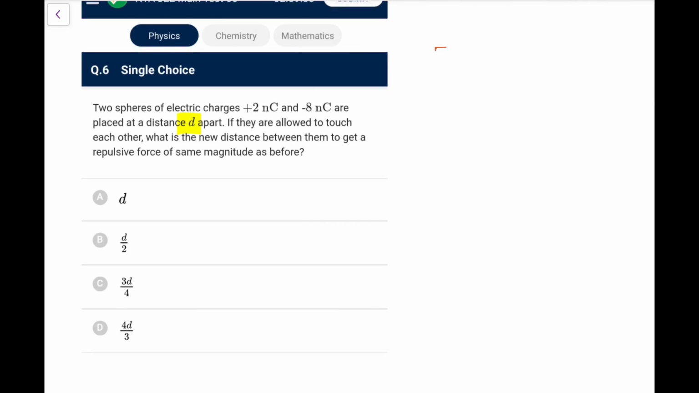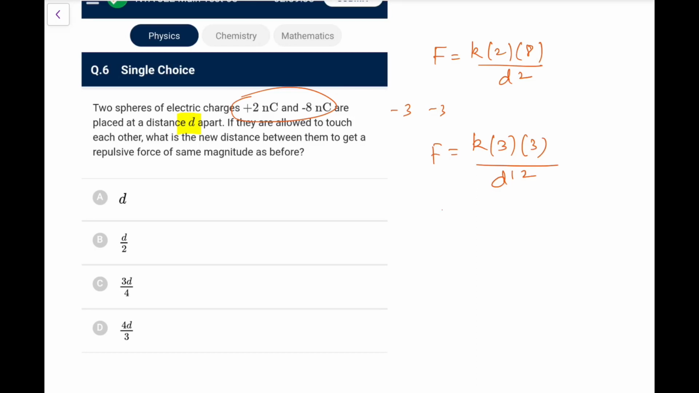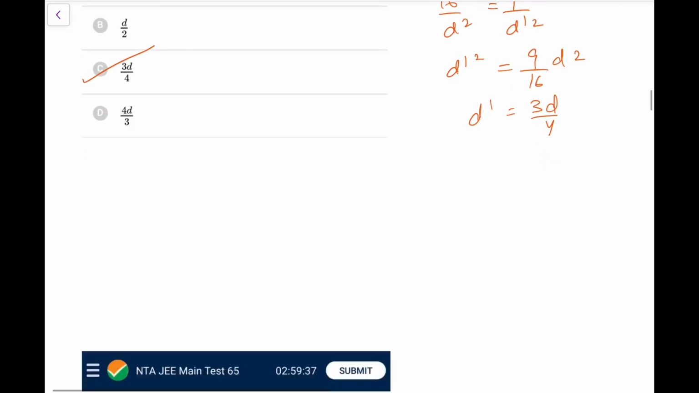So initially the force is k into 2 into 8 upon d square, whatever be the distance. Now when I touch them, the total charge is minus 6, so they will get minus 3 and minus 3. So now the force is k into 3 into 3. For the same magnitude, let's say the distance is d dash square. Comparing, 16 by d square should equal 9 by d dash square. So d dash square comes out as 9 by 16 of d square, so d dash comes out to be 3d by 4. Go for option C.